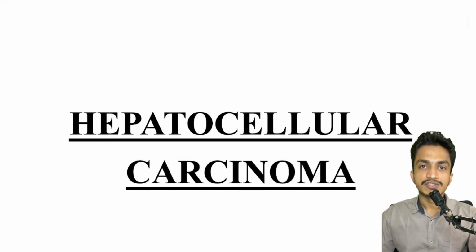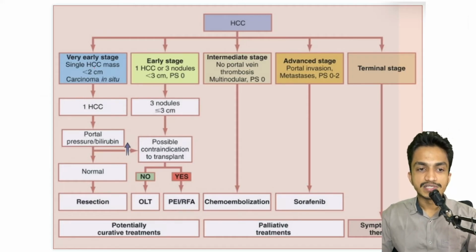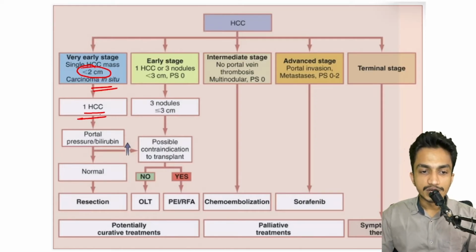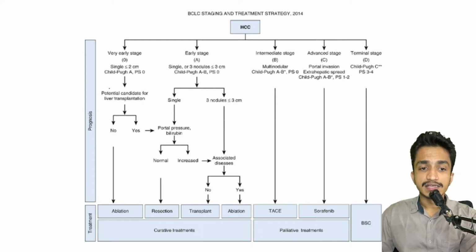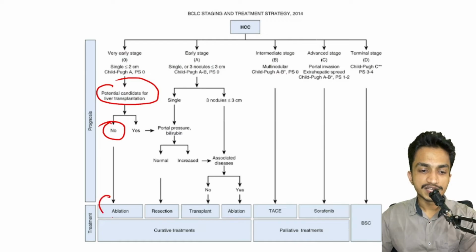Coming to the HCC, it does not have a TNM classification, but definitely we have the BCLC classification or staging. Accordingly, it is divided into very early stage, early, intermediate, advanced, and terminal stage. This is a very important classification. If there is a single mass which is less than 2 centimeters, or it is a carcinoma in situ, so it is a single tumor, we have to see if the patient is a candidate for liver transplantation or not. If the patient is not a candidate for a liver transplant, then we should go for ablation, because in that case the patient will not be amenable to resection also.